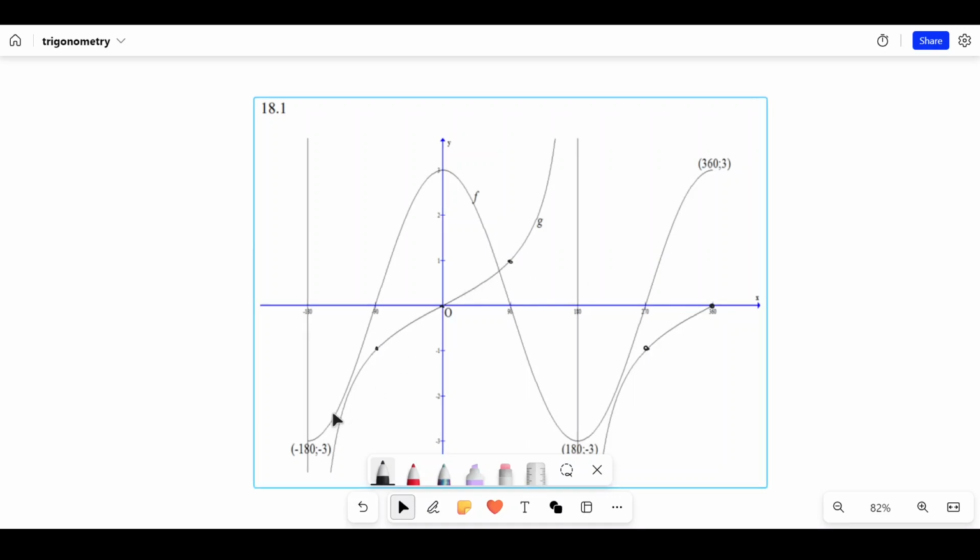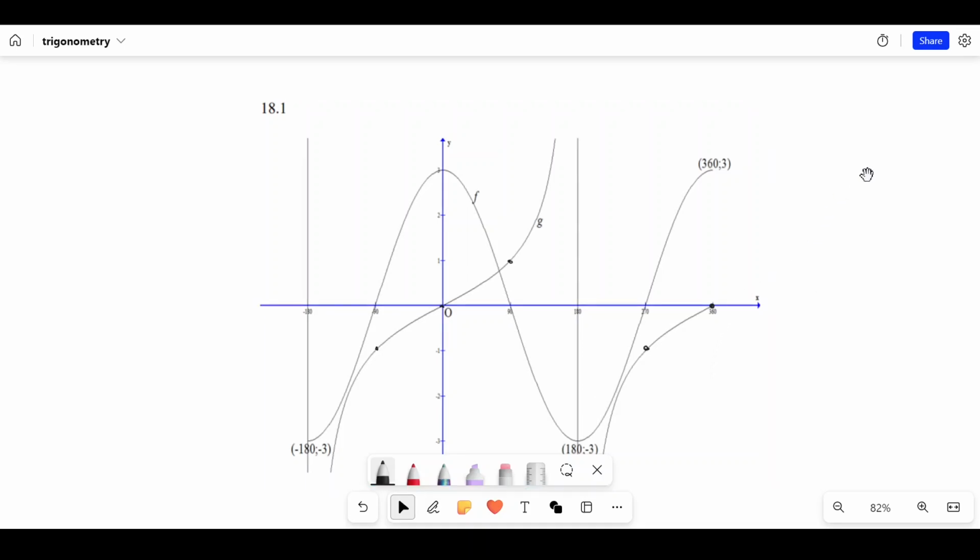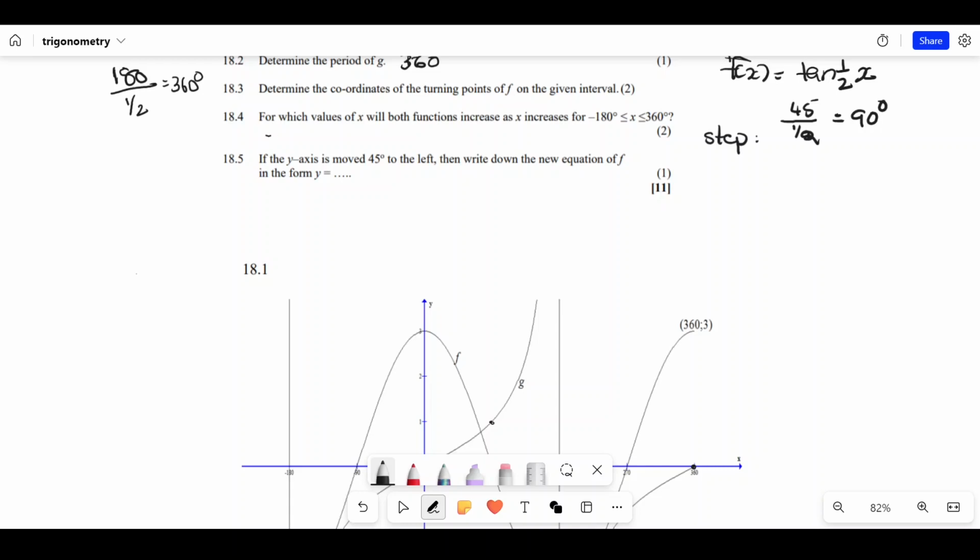So both are increasing from negative 180 to 0, and also from 180 to 360. So your answer for that question is x between negative 180 and 0, and 180 to 360. These are the two places where both graphs are increasing.